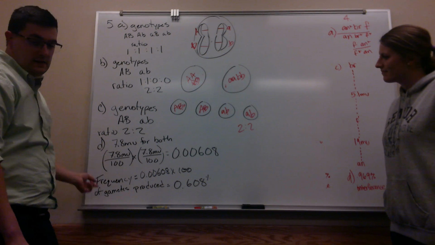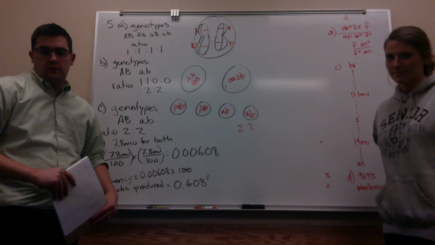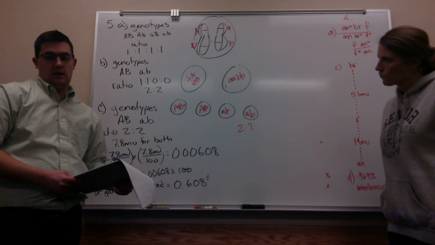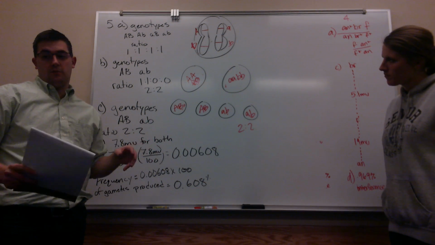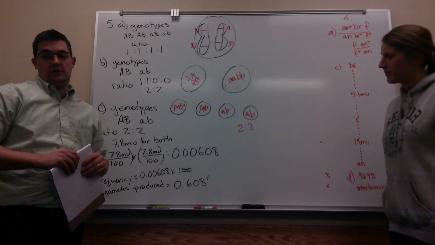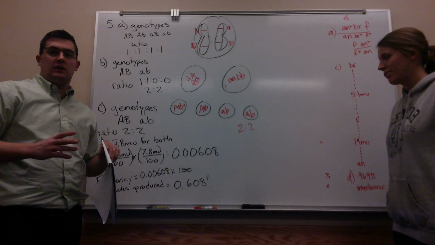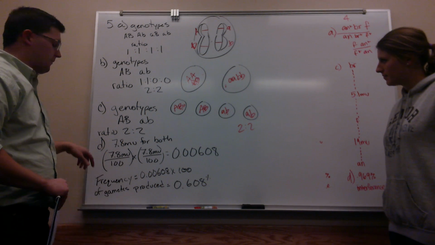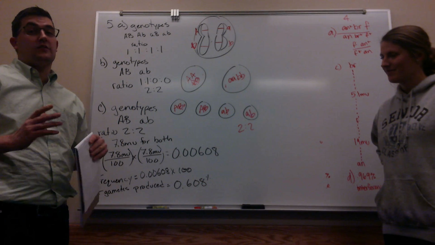So for D, this one was a little different. It says, referring to the situation in part C, suppose the map distance between the AA alleles and BB alleles is identical for both, so both 7.8. What's the frequency of each of the gametes produced by the cell described in part C? So it's kind of like calculating the interference, but you don't have to go all the way to the interference equation that we had before. You just have to do frequency.